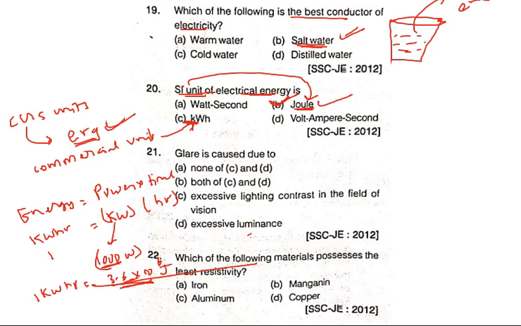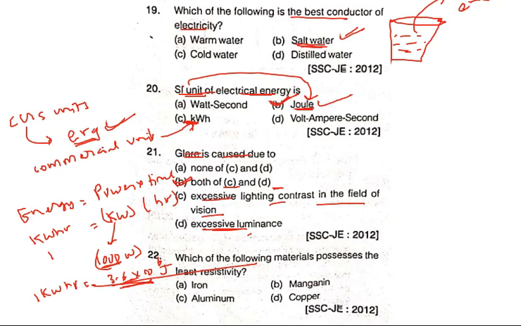Next, glare is used to. This one you see. None of C and D, both C and D. C means what? Excessive light contrast in the field of vision. Excessive lighting contrast in the field of vision, excessive luminance. The correct answer is both C and D.